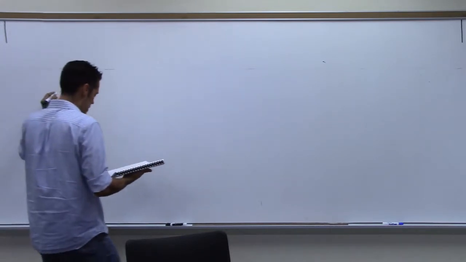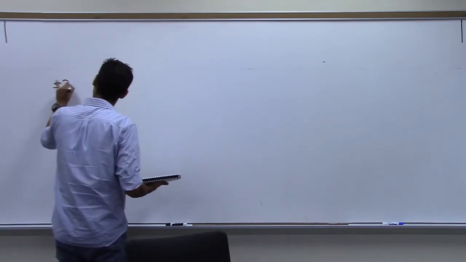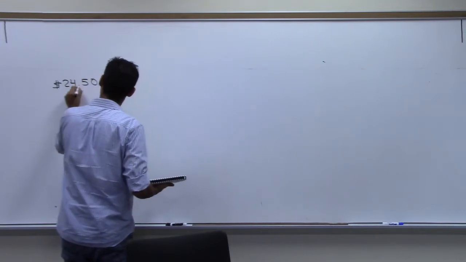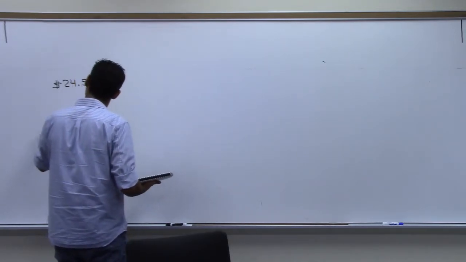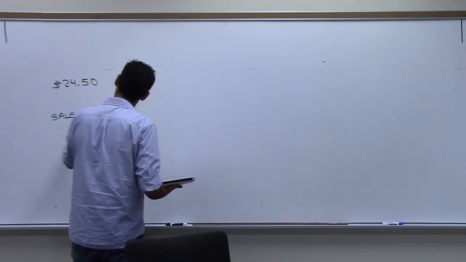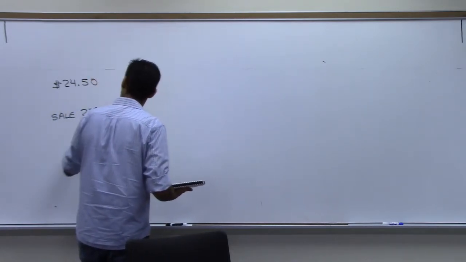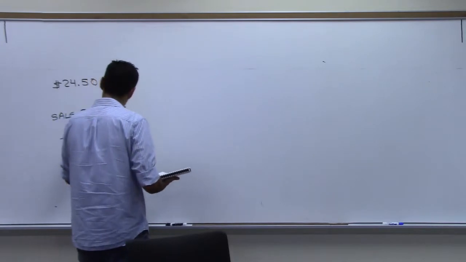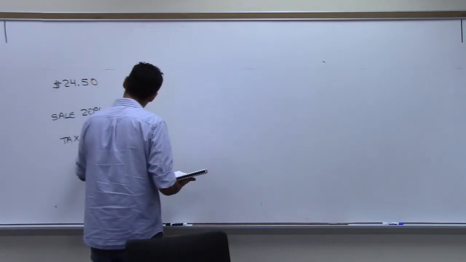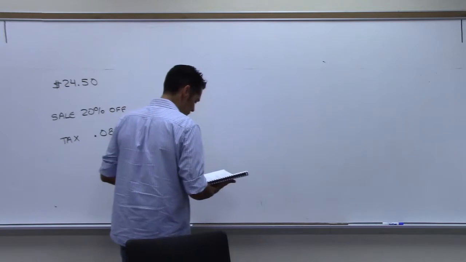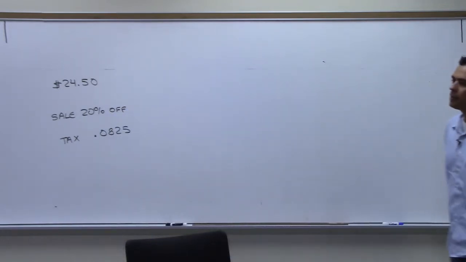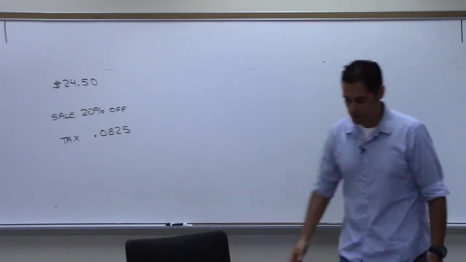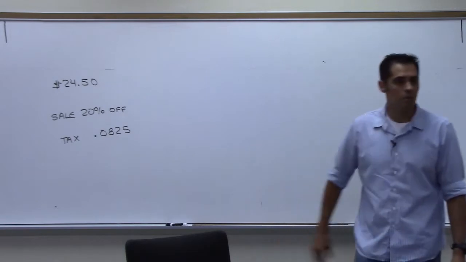All right, so we have a shirt, $24.50, but it's going to be on sale for 20% off. The tax rate, written as a decimal, is 0.0825. That's all the given information, right? How much is he going to pay total for this? So how do you want to approach this?